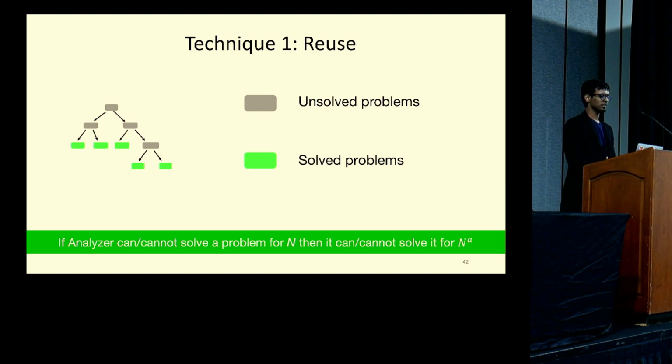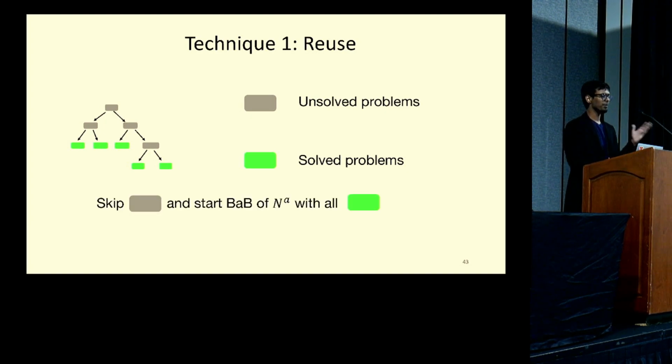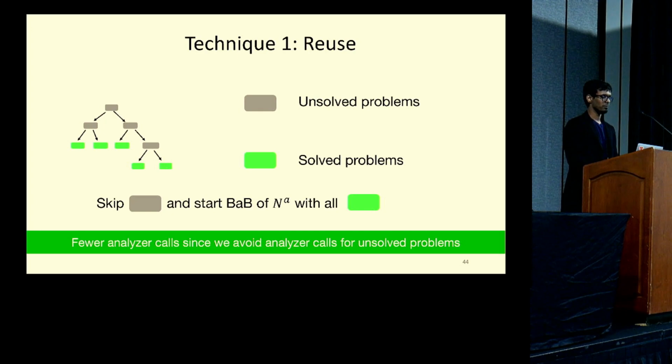So the simple idea is when we are verifying the updated network NA, we skip over the unsolved problems represented by the internal nodes, and we directly start the BAB with the leaf nodes of this specification tree. Now, generally what we observe is this BAB verification halts quite quickly when we start from the leaves, and we have to make fewer analyzer calls since we are avoiding all the analyzer calls for the unsolved problems from the internal nodes.